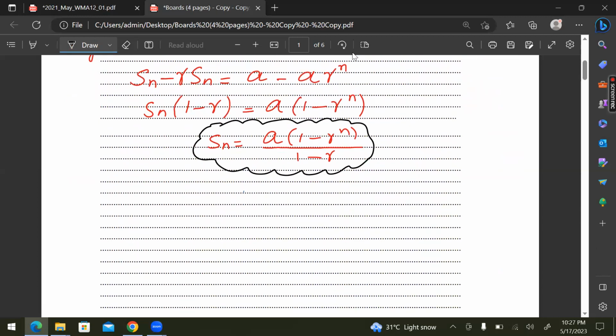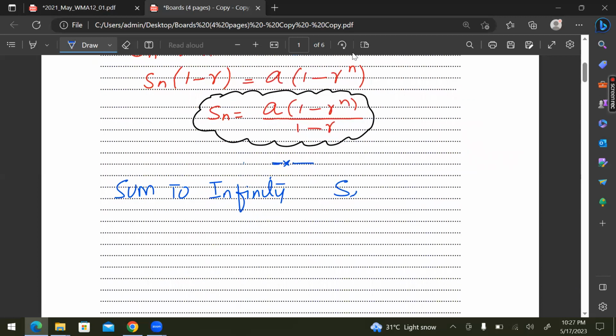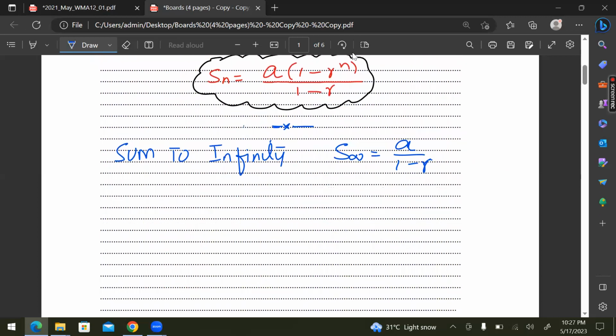Next. So after this formula, the next proof is the formula for the sum to infinity. You can close this working here. Next is sum to infinity. The formula we know is that S infinity is A over 1 minus R. This is the formula for the sum to infinity. So A over 1 minus R. So what is the proof for this sum to infinity?